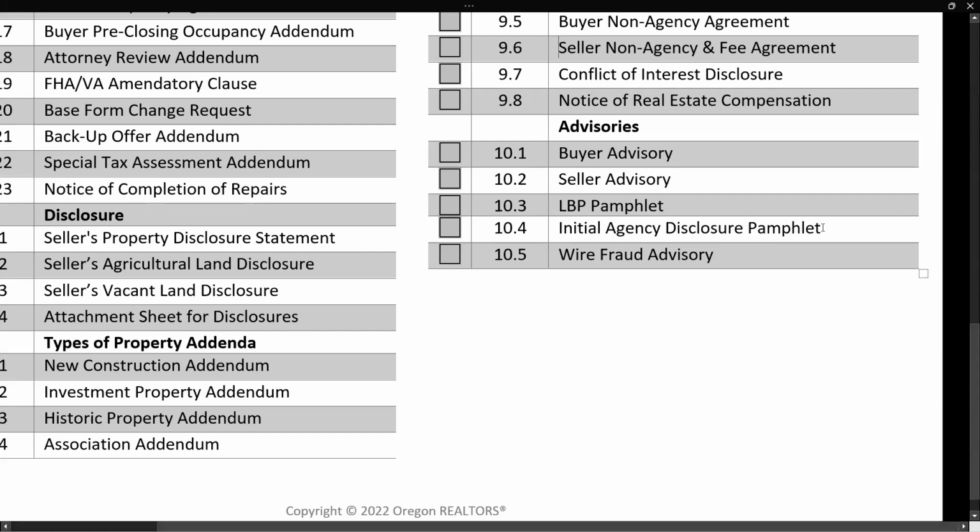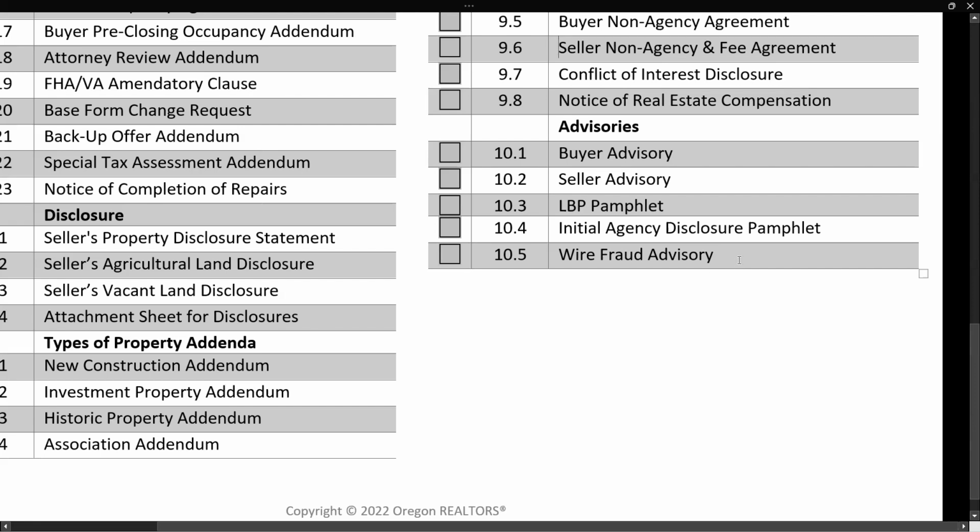10.4 is the initial agency disclosure pamphlet. This is the one that is provided by OREA, the Oregon Real Estate Agency. It provides a description to the client of all the ways that an agent is supposed to represent them and how representation and agency works as kind of a broad strokes explanation and education for the client. You should always provide the initial agency disclosure to your client when you are representing them.